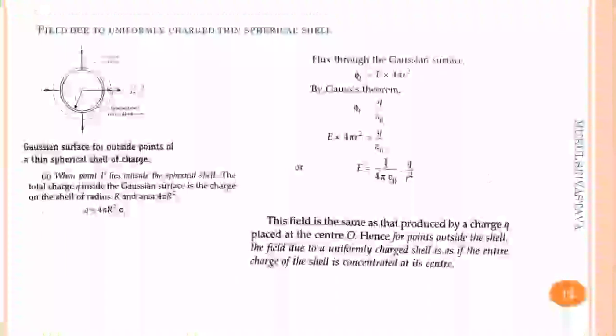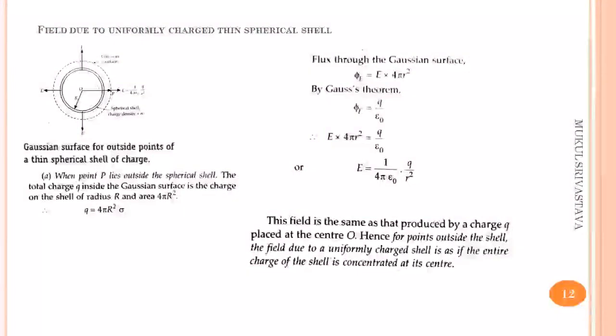Now we are going to find out the electric field due to a uniformly charged thin spherical shell. Now we have this spherical shell here. First of all, we are going to find out the electric field at point P which lies outside the spherical shell.